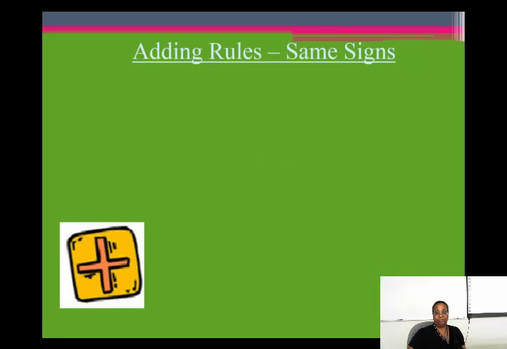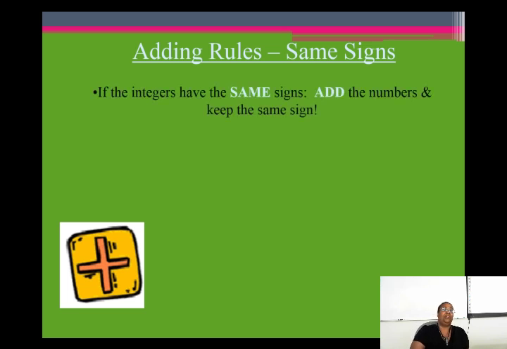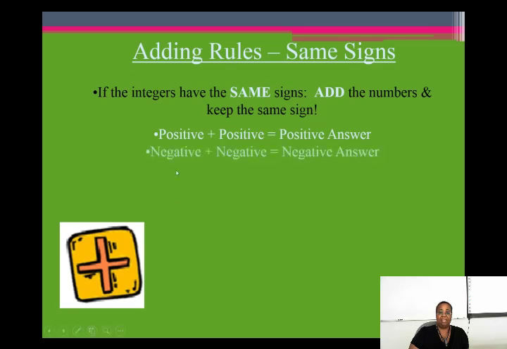Same sign rule. If you're adding integers and they have the same sign, then the answer will have that exact sign. So if I have a positive number that I'm adding to a positive number, my answer will have a positive sign. If I have a negative number and I'm adding another negative number, my answer will have a negative sign.